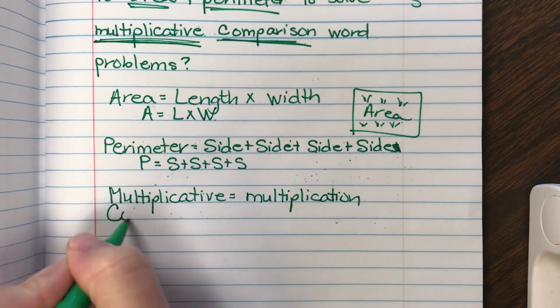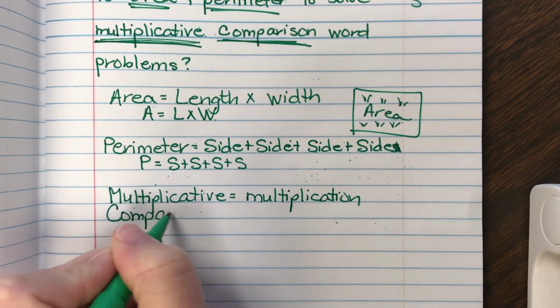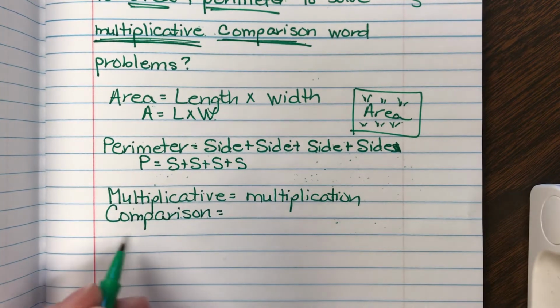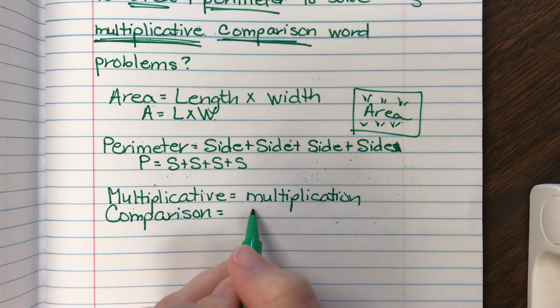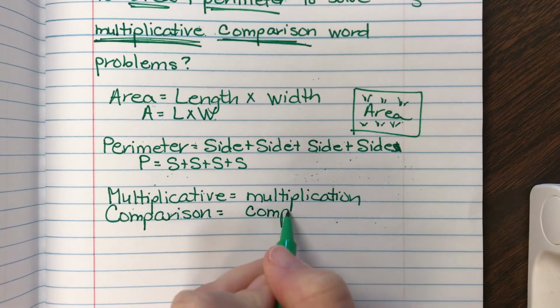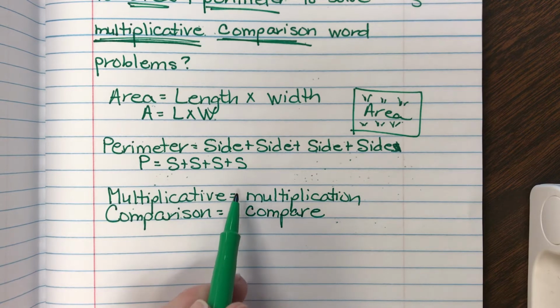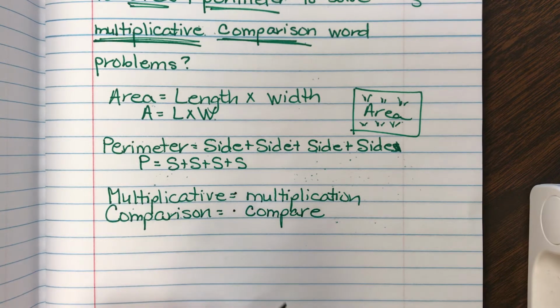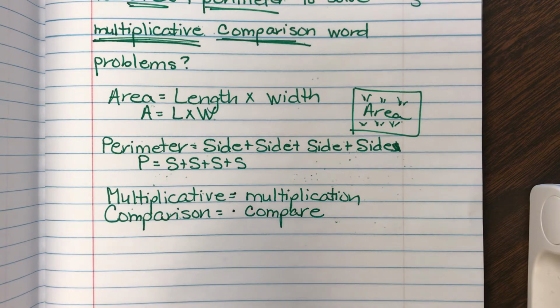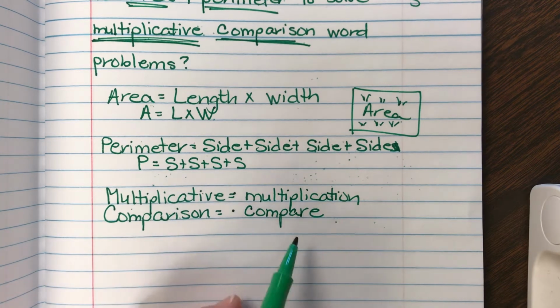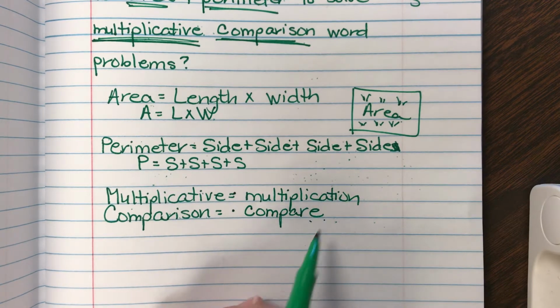And then comparison is another big word, and you might know it just as, sounds a lot like compare. So we're going to use multiplication to compare the areas and perimeters of different shapes. It's as simple as that. Those big words are just going down into that. We're going to compare shapes using multiplication.